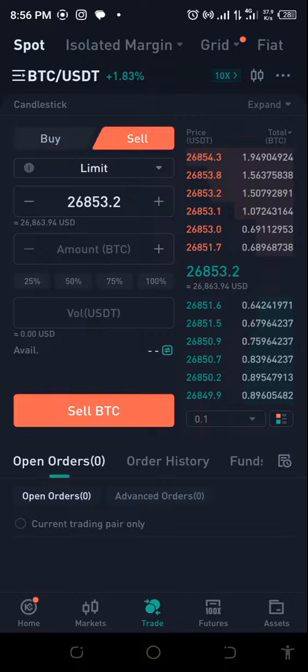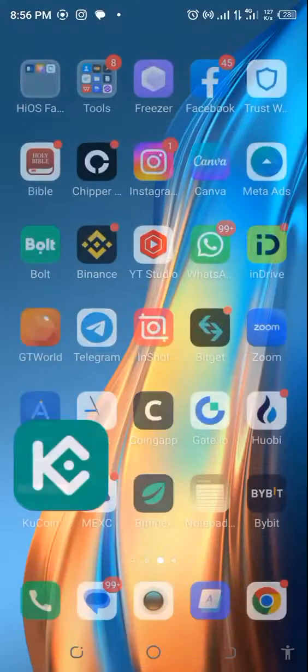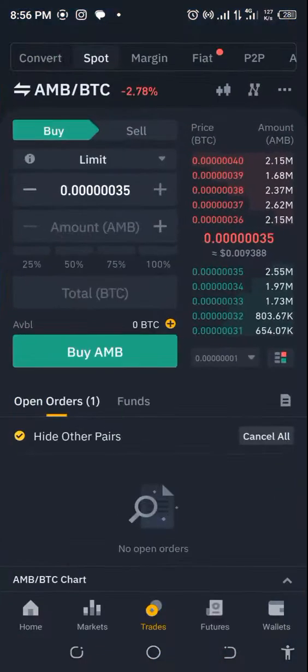Yes, let's sell it and let's see what we get. Now, this is 19.68, nowhere near 19.85. So the only option we have is to try and see if we are going to be able to buy the AMB. And if that doesn't work, we'll be forced to sell it back to BTC, to sell the BTC back to USDT. So do we want to try this out?